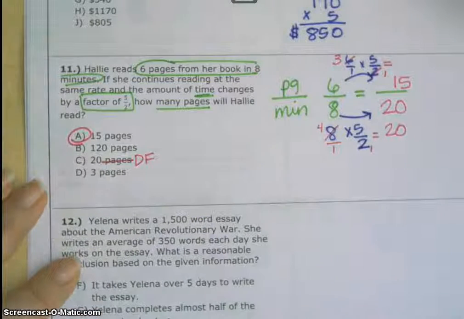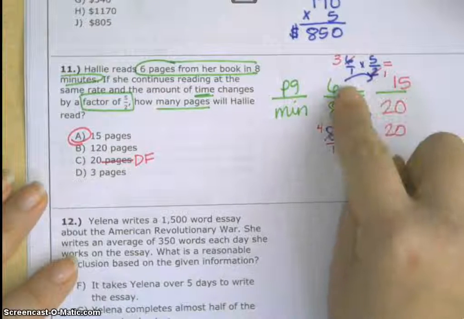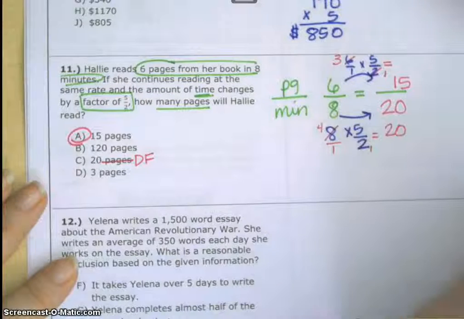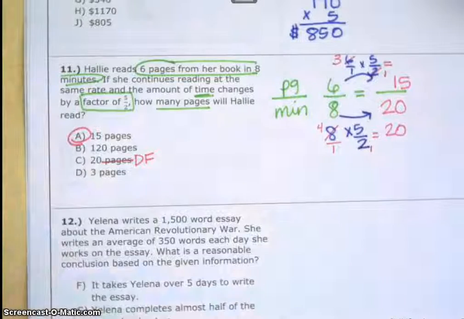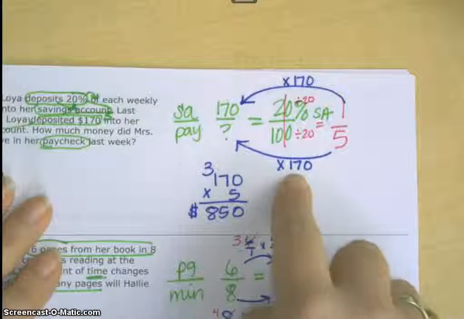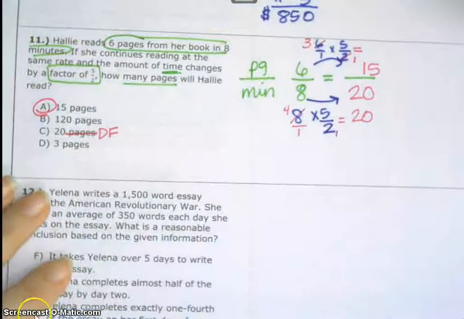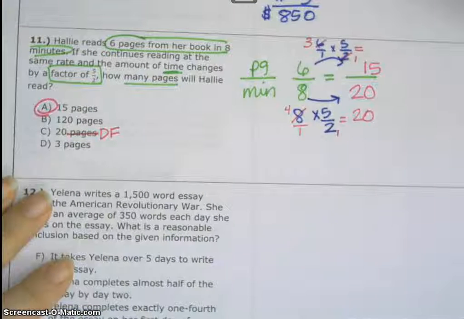One thing to also think about is that if you got 20 here, then the number has to be less because 6 is less than 8. That's one thing you can think about. So when it talks about a factor, the factor is that number that we've been using in our proportions all this time to multiply by. So what are you multiplying by to change that? So the answer to number 11 is A.